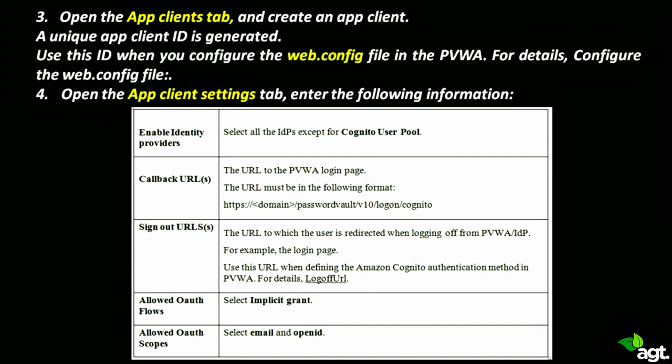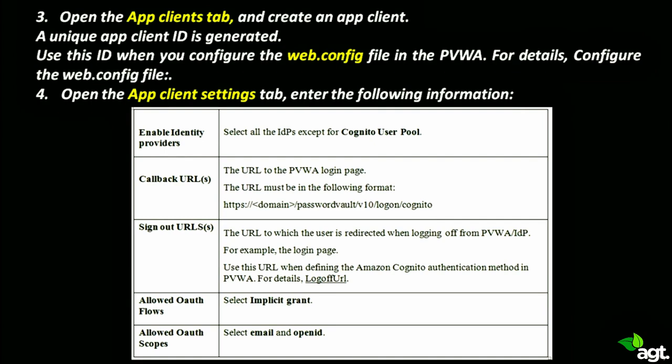So select all the IDPs except for Cognito user pool, and enter the callback URL, like the URL to the PVWA login page. The URL must be in the following format: http:// (hypertext transfer protocol), then your website, then /PasswordVault/logon/cognito, like that.